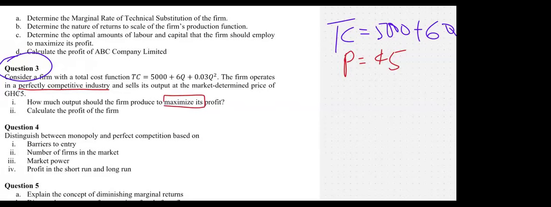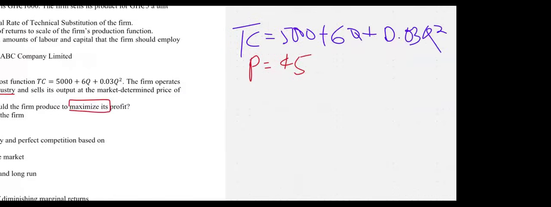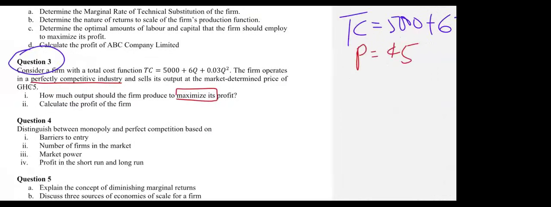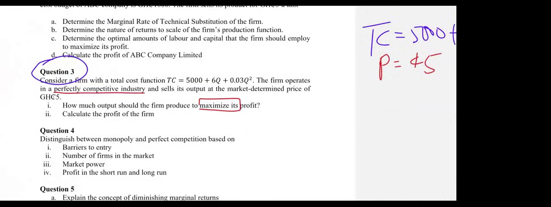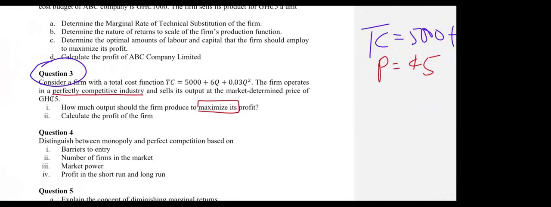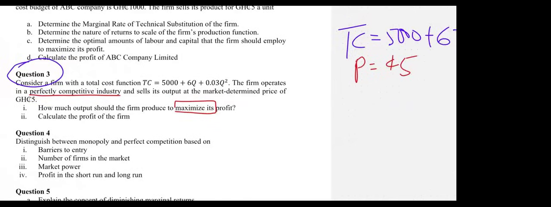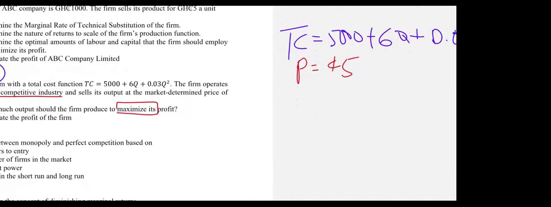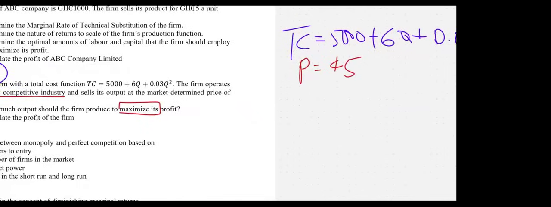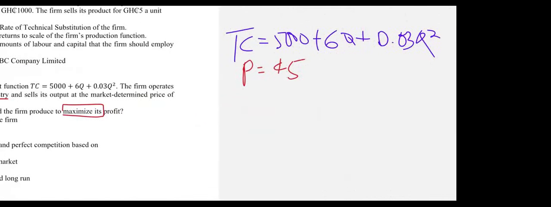And then calculate the profit of the firm. So you can use two approaches to this question, because the question says the firm is operating in a perfectly competitive industry, right? And we are also looking for them to maximize profits when it's a perfectly competitive market, right? At maximum, we will say MC is equal to P.